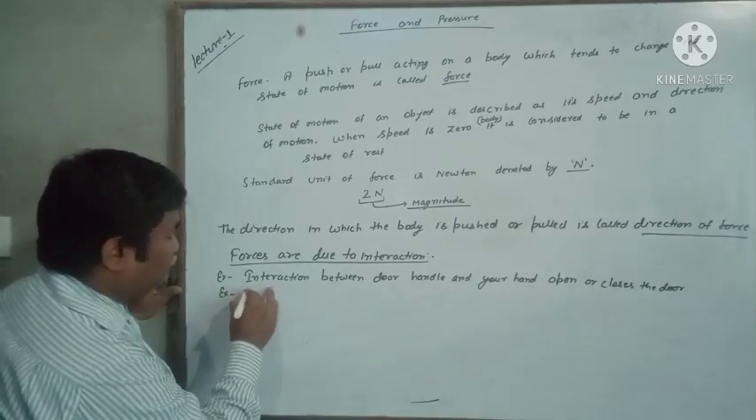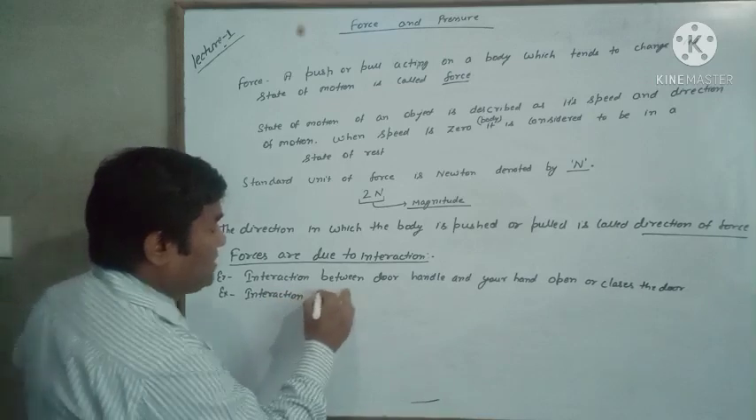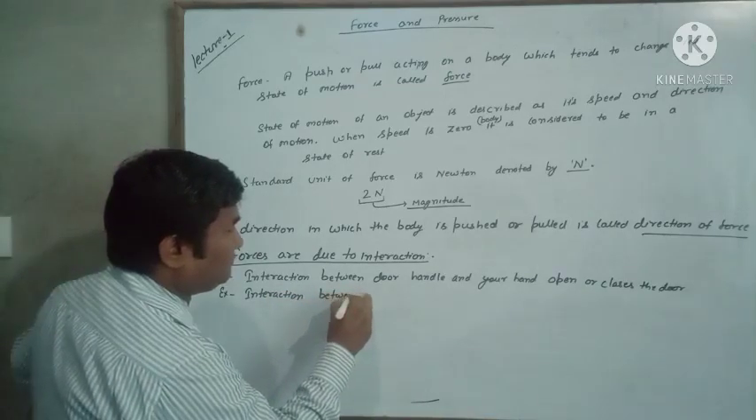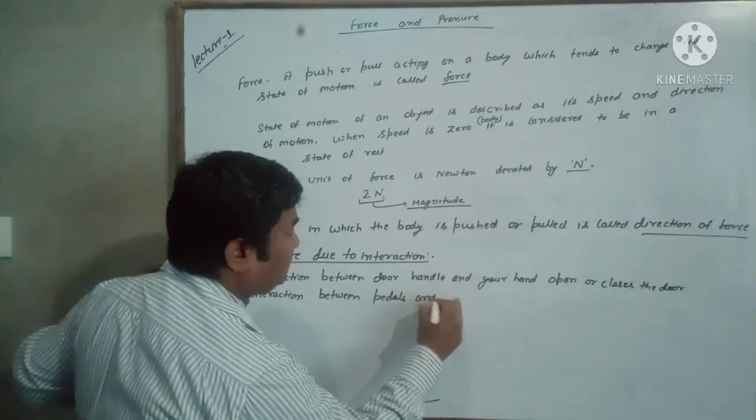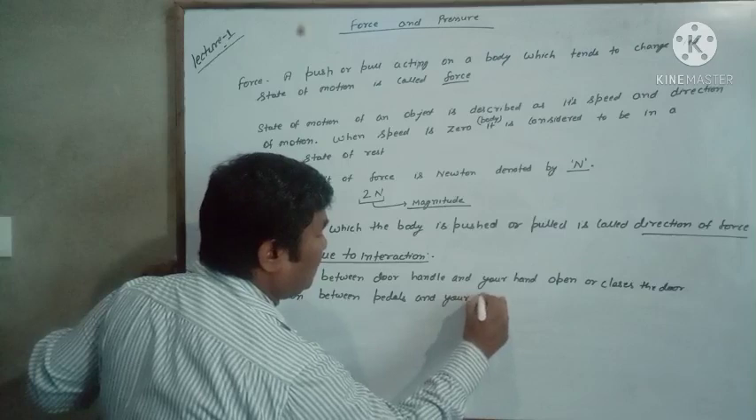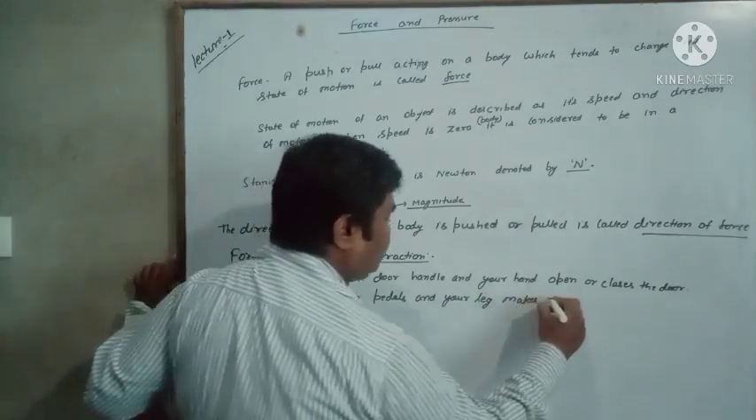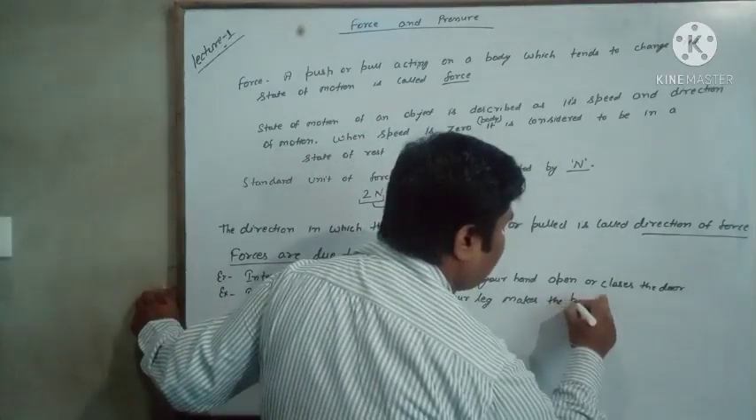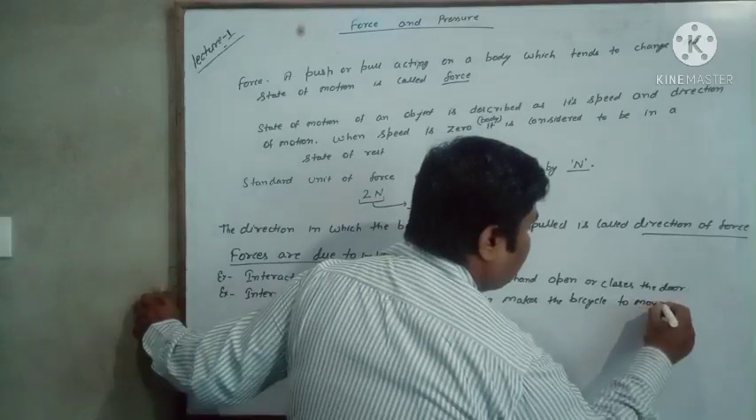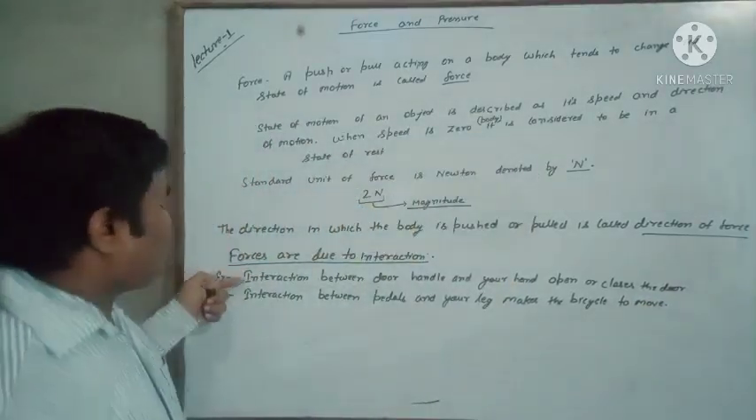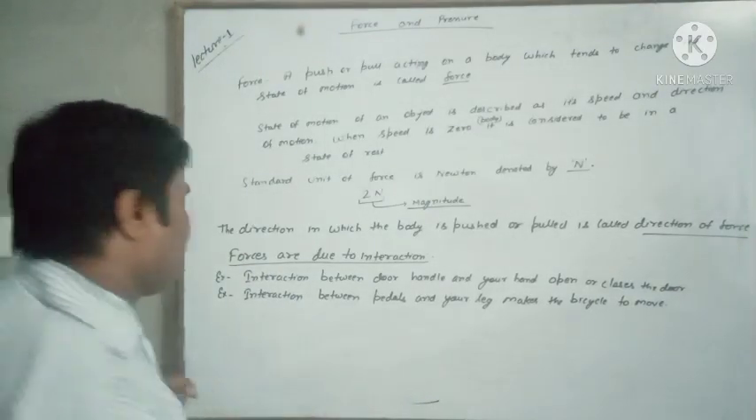Example 2. Interaction between pedals and your leg makes the bicycle move. With these two examples, you can understand what is interaction. Means action between two bodies.